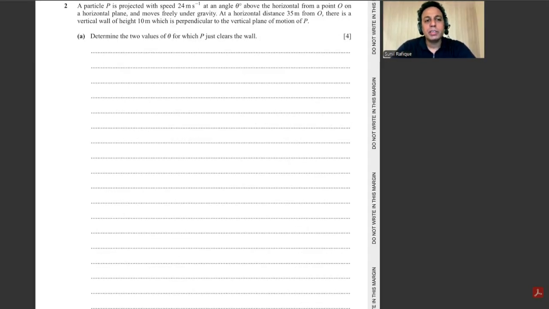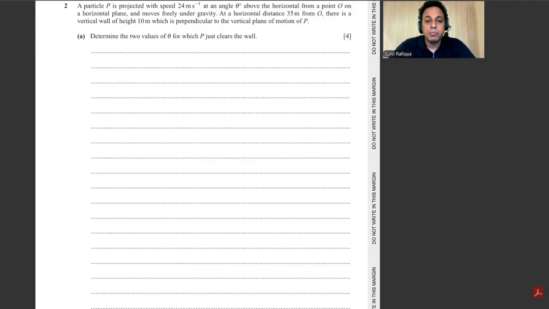Question 2. A particle P is projected with a speed of 24 meters per second at an angle theta above the horizontal from a point O on a horizontal plane and moves freely under gravity. At a horizontal distance 35 meters from O, there is a vertical wall of height 10 meters, which is perpendicular to the vertical plane of motion of P. Part A, determine the two possible values of theta for which P just clears the wall.